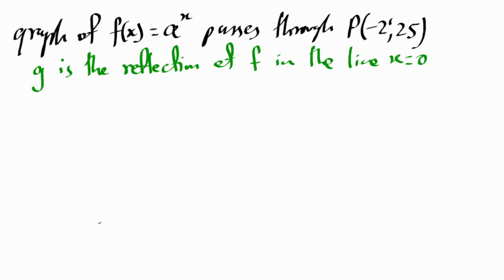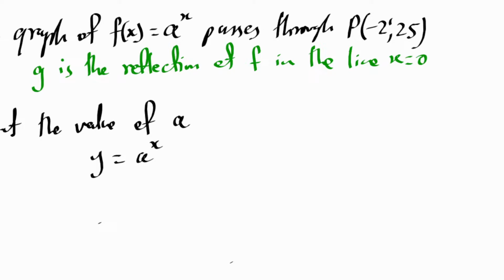Now, the first question is determine the value of a. So obviously they're talking about a in f of x equals a to the x. I guess that one is pretty simple because all you need to do is substitute the coordinates of a point, and then you can find that. So this one is not really a train smash. We can just go y is equal to a to the x. So I know that y is 25 when x is -2, something like that.